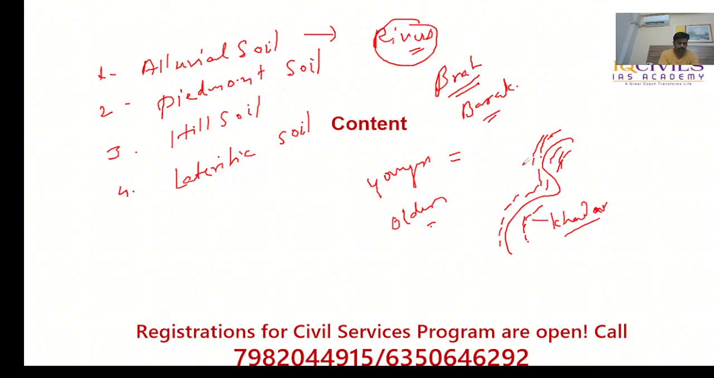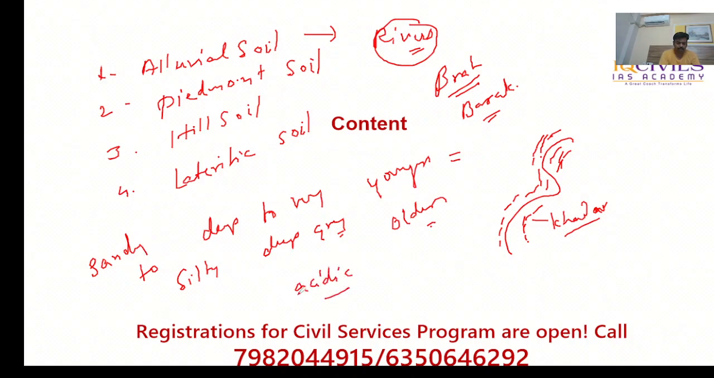So alluvial soil is found in such areas which are known as Khadar zone. The color of alluvial soil is deep to very deep gray. Mind it, deep to very deep gray. This information can be highly useful for your APSC exam also. Alluvial soil is mostly composed of sandy to silty texture, and it is slightly acidic in nature.